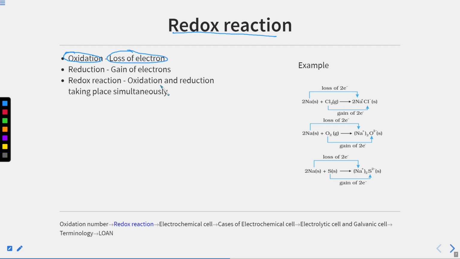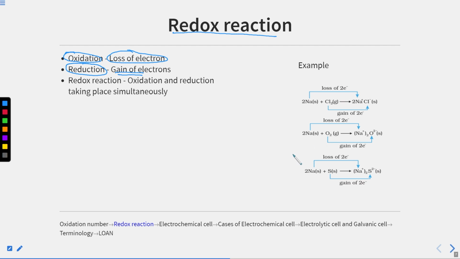So if something is losing electrons, then it is oxidizing. And if something is gaining electrons, then it is getting reduced, or it is undergoing reduction, right? So these are our new general formalization. So how will you find out whether something is gaining or losing electrons? Simple, just assign the oxidation number to it.